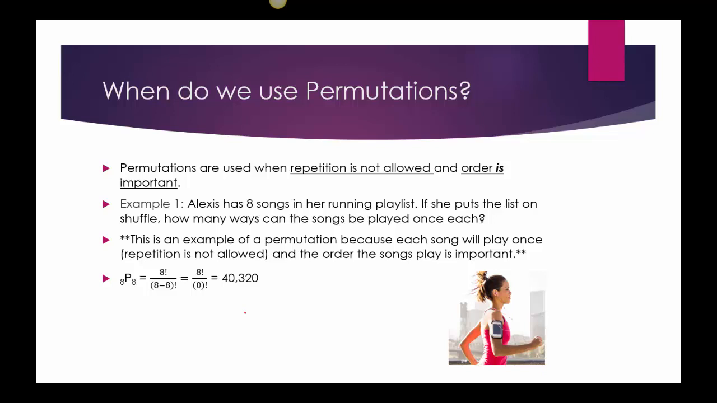This is an example of a permutation because each song will be played once, so we don't have repetition, and the order is important. And if you don't think the order is important, maybe you're not a runner like I am. I think it definitely matters what starts me off, what I finish with, and what gets me going through the middle. So I think order is important when you're listening to music when you're running or working out. So here I had 8, and I'm choosing 8. That gives me 40,320.